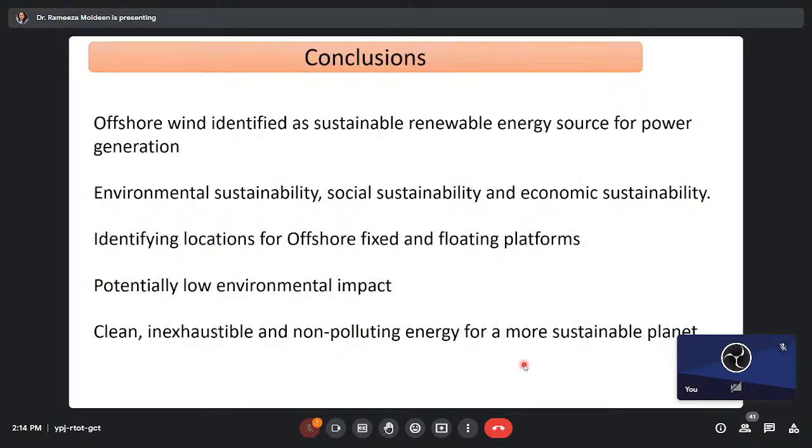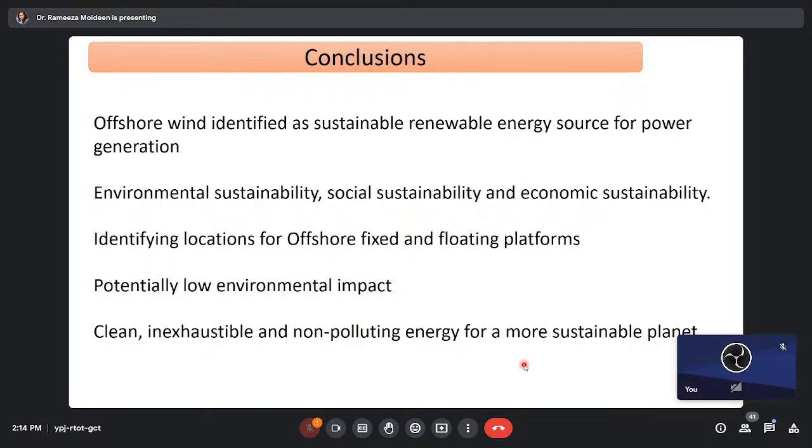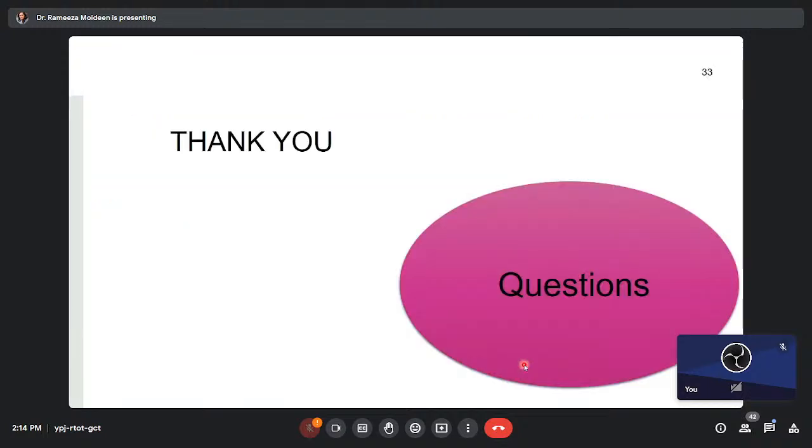So coming to the conclusion, offshore wind is a sustainable renewable energy source for power generation, and it can provide environmental sustainability, social sustainability, and economic sustainability. It involves identifying locations for offshore fixed and floating platforms, and it has very low environmental impact, and we can have clean, accessible, and non-polluting energy for a more sustainable planet. So thank you.